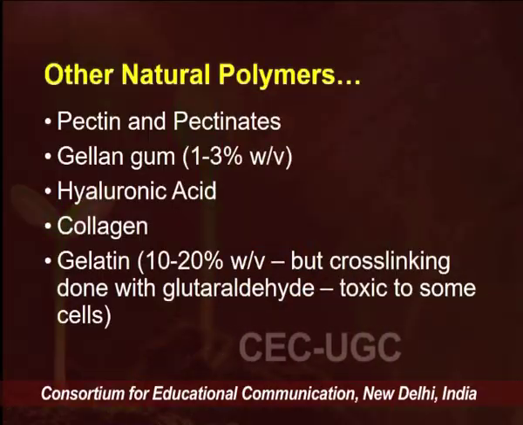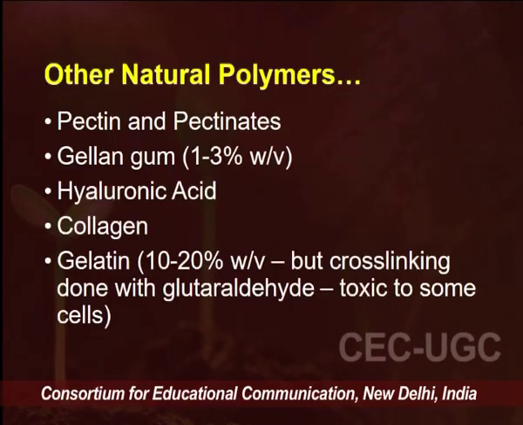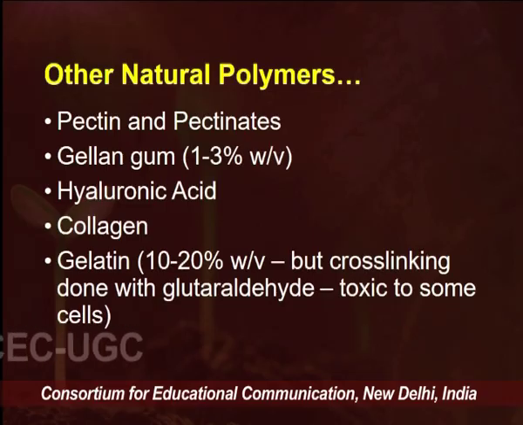Now we move on to some other natural polymers that are used, and these are pectins or pectinates, gellan gum, hyaluronic acid, collagen, and gelatin, which is used in the range of 10 to 20% weight by volume. But again, the problem with gelatin is that its cross-linking is largely done by reacting it with glutaraldehyde, and we know that glutaraldehyde is toxic to some of the plant cells. So one has to be very careful while using gelatin, or while using glutaraldehyde as a cross-linking agent for some other polymer.